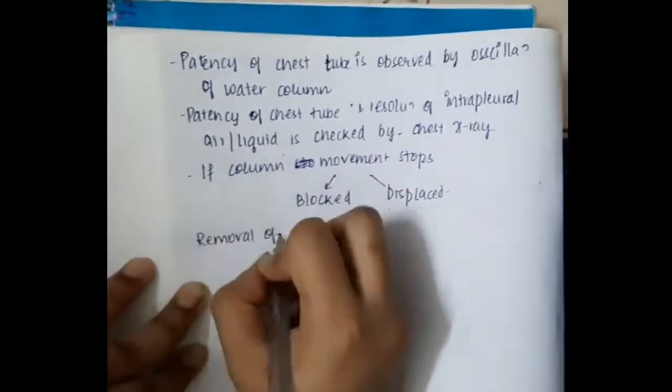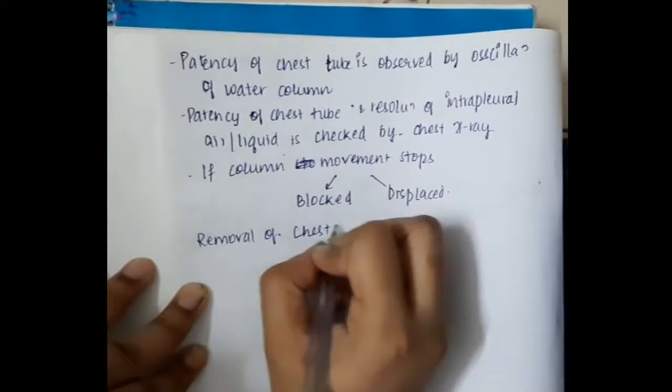As I have said, there will be a water column. If this water column oscillation is stopped, then the tube is either blocked or it has been displaced. In both these cases, you will have to confirm it with the help of a chest X-ray whether it is blocked or displaced, and then you will have to remove it and change the chest tube.